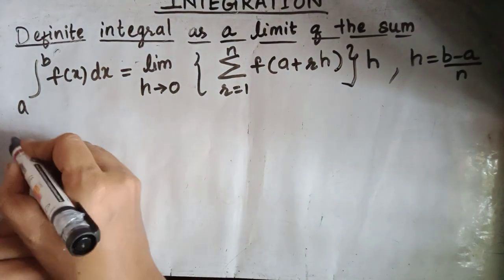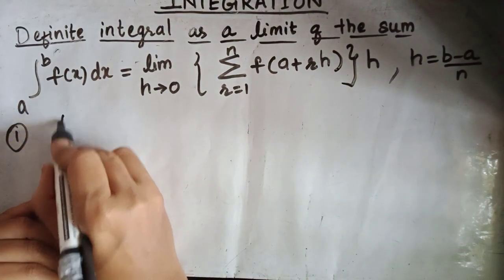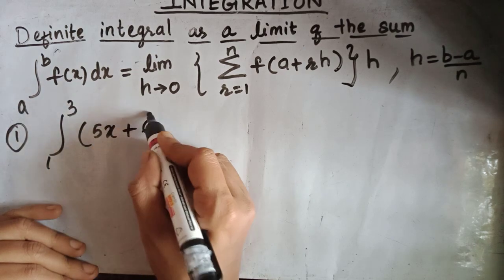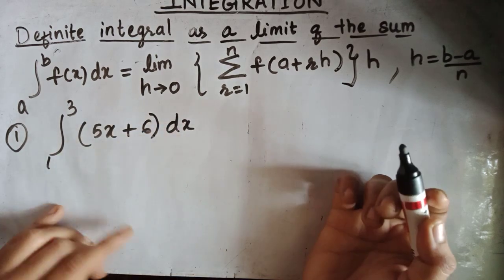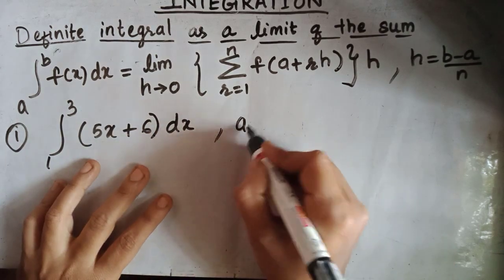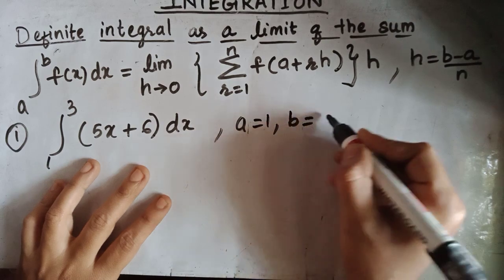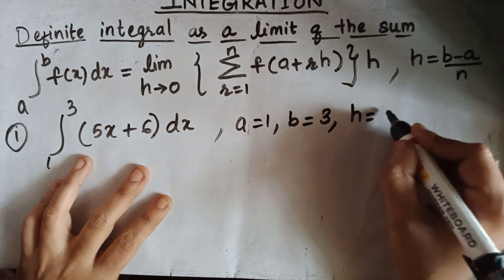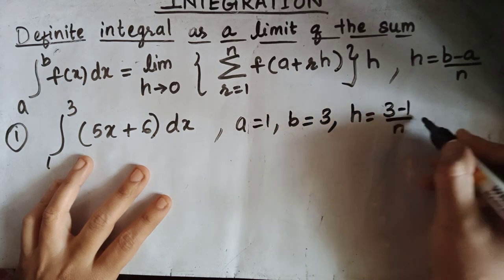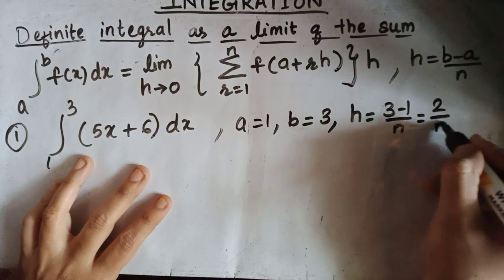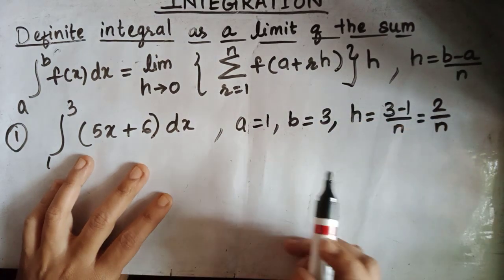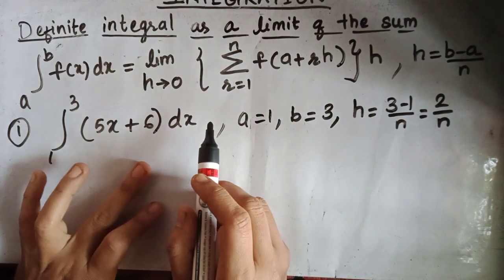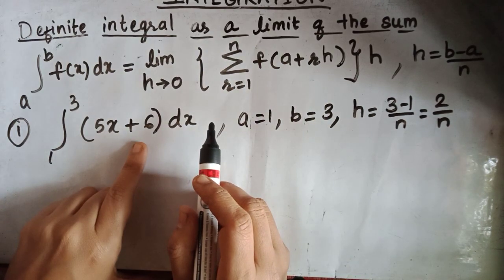So let's solve one problem. Integral 1 to 3 of 5x plus 6 dx. First you identify what a is, which is 1, and what b is, which is 3, and write h. You get b minus a, which is 3 minus 1 by n, so you get 2 by n. So your h is 2 by n. Now find out f of a plus rh. Your f of x is 5x plus 6.